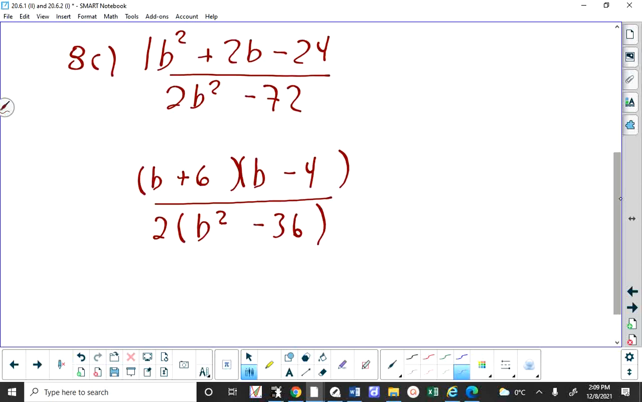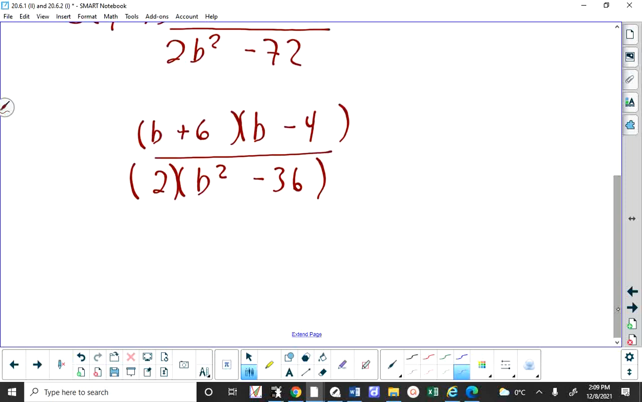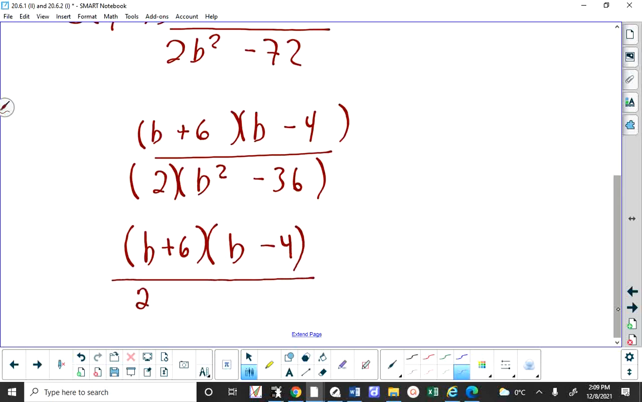Still nothing we can cancel. I've got 2 factors on the top, 2 factors on the bottom. But the bottom factor of b squared minus 36 can be factored into 2 other factors, because b squared is a perfect square and 36 is a perfect square, and we're subtracting them. In other words, b squared minus 36 is a difference of squares that would factor into b plus 6, b minus 6.